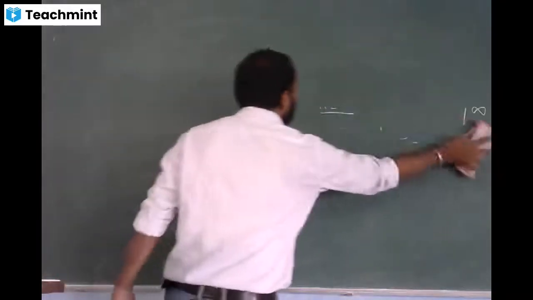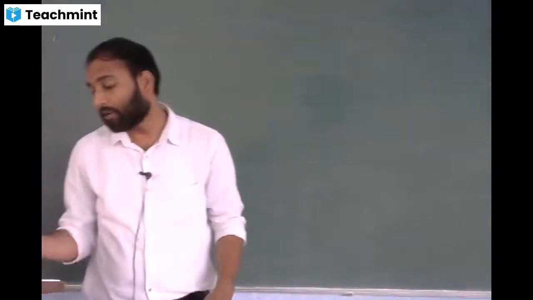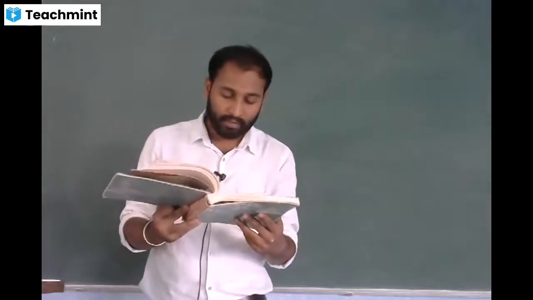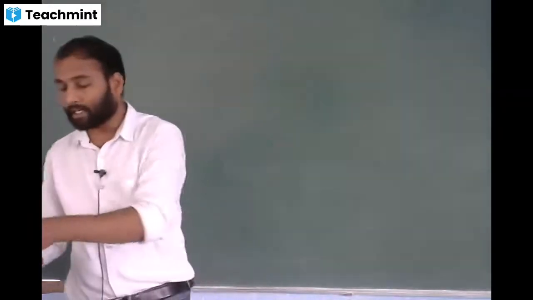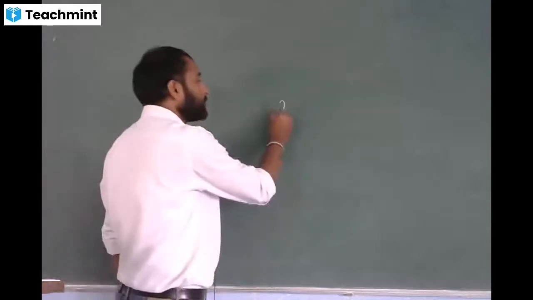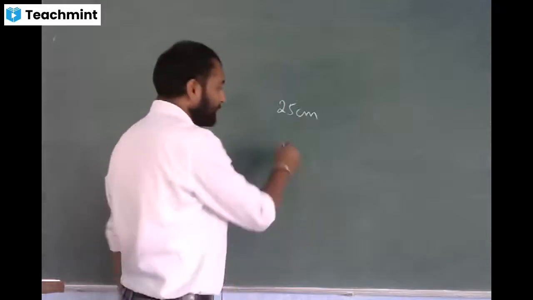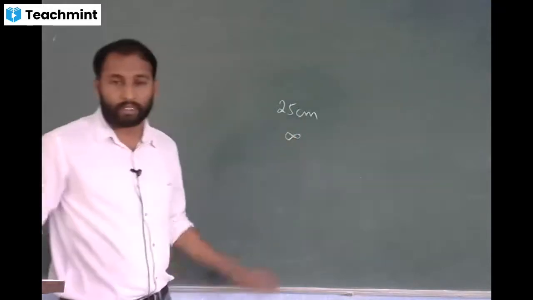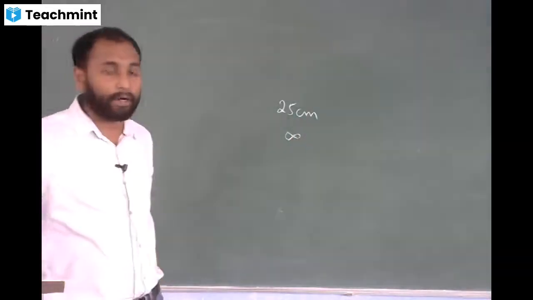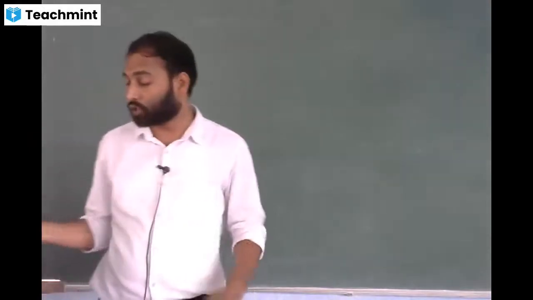So now the next question is, what is the far point and near point of a human eye with normal vision? So what is the far point and what is the near point? For a normal person, what is the near point? It is 25 centimeter and far point is infinity. So we know for the normal person, 25 centimeters is the near point and infinity is the far point. So this is the answer for the next question.